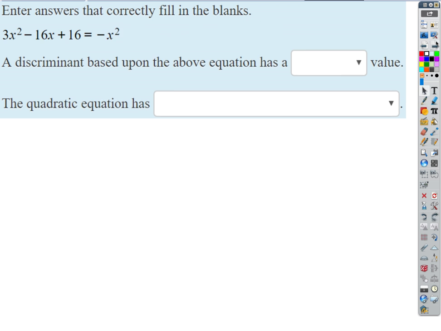Okay, what about that guy? What do I have to do first? Gotta move the x squared to the other side. I gotta get it equal to 0. So first, to put it in standard form, if I add x squared to both sides, everybody agree? I'm gonna get 4x squared minus 16x plus 16 equals 0. Okay? So I could use the values of a, b, and c for 4, negative 16, and 16. And it would work, right?